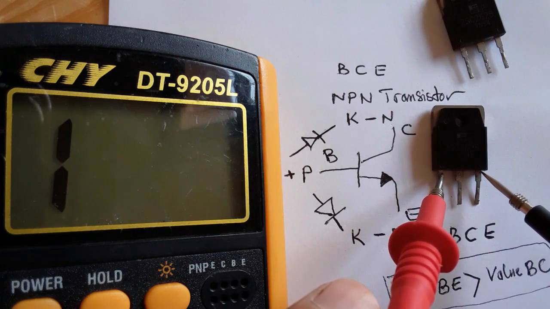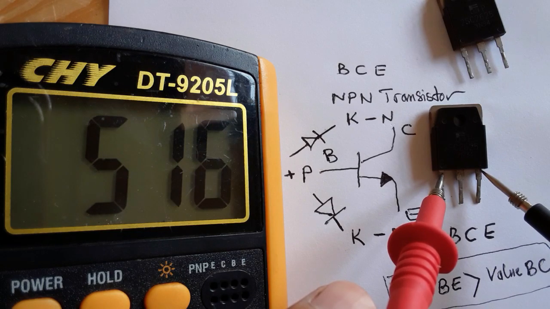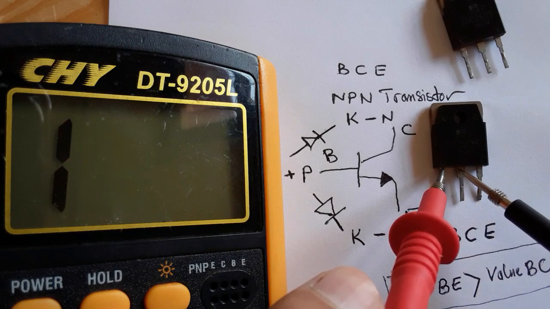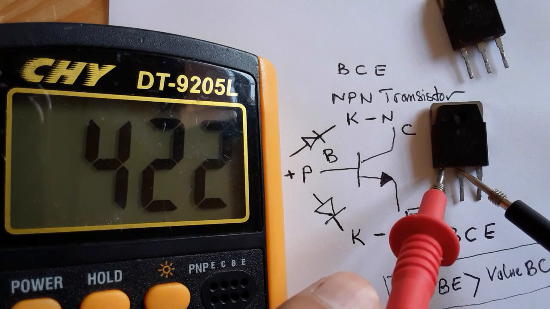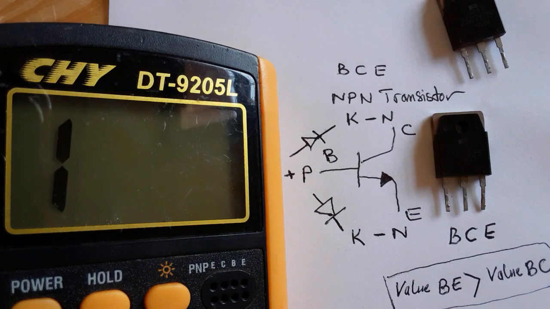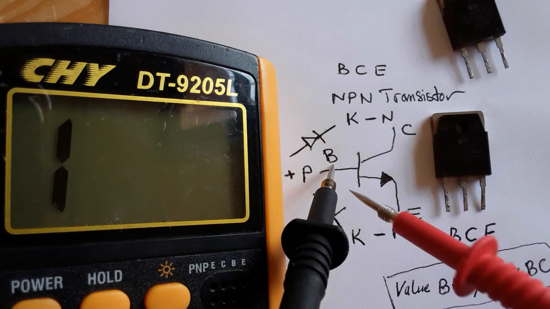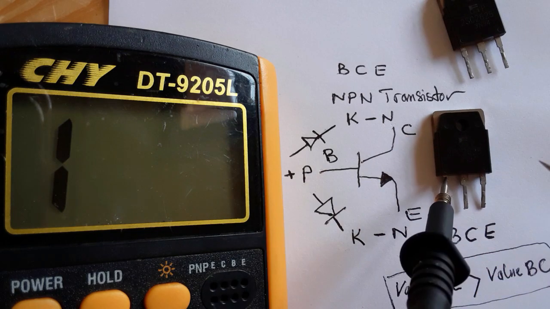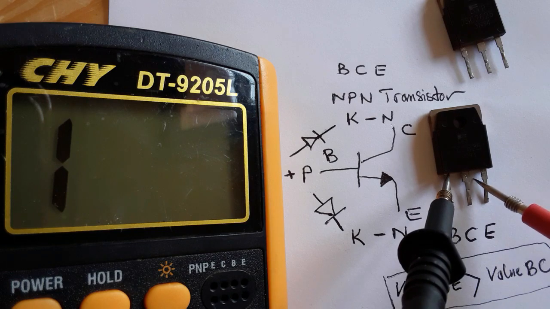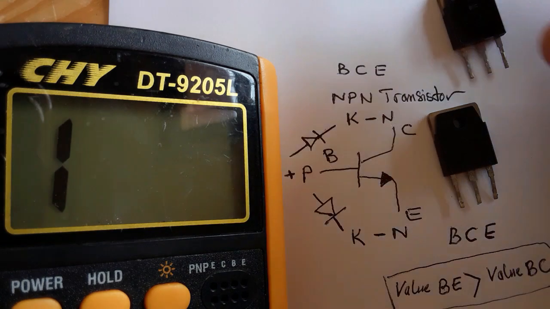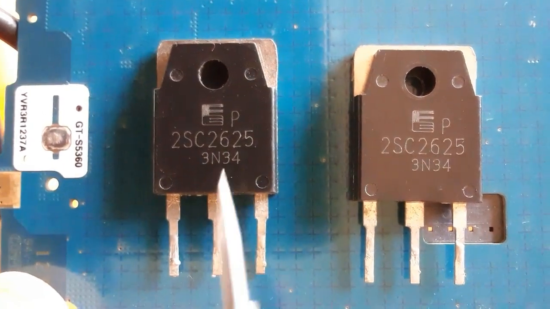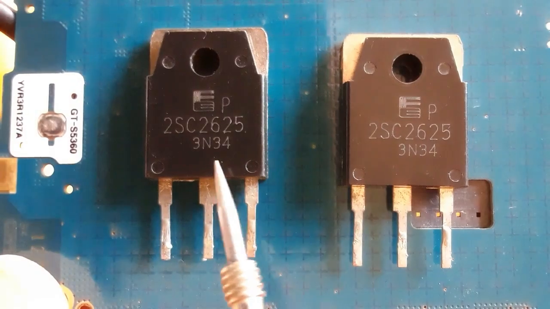So as you can see, we have base emitter, we have 516. And base collector, we have 422, less than base emitter. So remember this rule. If we switch the probes, we will not get anything in the multimeter, as you can see, because this is NPN transistor. So basically, these two transistors are good transistors.